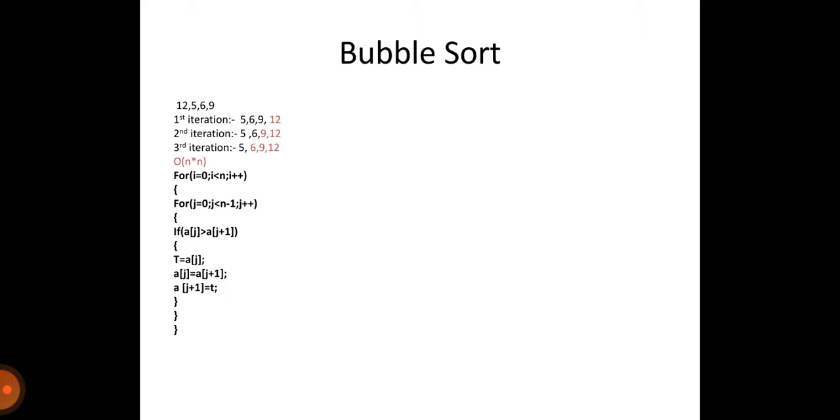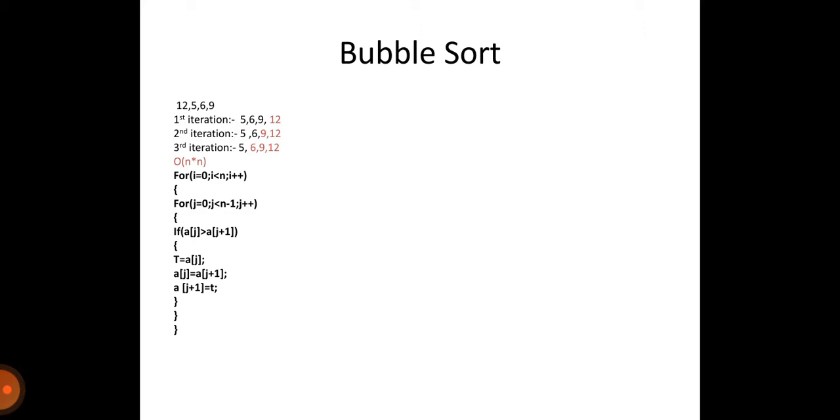Okay, so as you can see, there are two loops required for bubble sort. One is the outer loop, one is the inner loop. The inner loop will execute fully for every one iteration of the outer loop. So the outer loop will execute n minus 1 times. For every execution of the outer loop, the inner loop will execute n minus 1 times. So the total number of iterations required is n square. N minus 1 into n minus 1, that is n square.